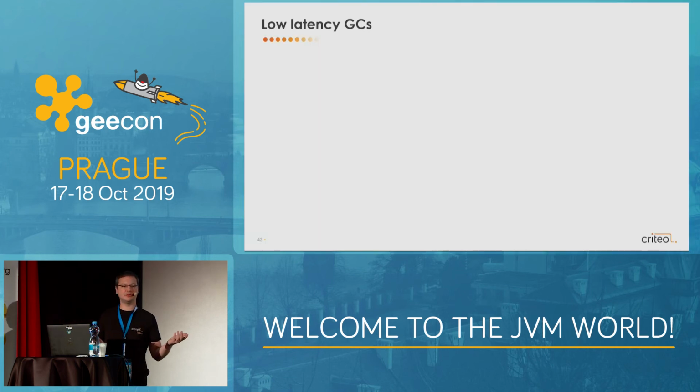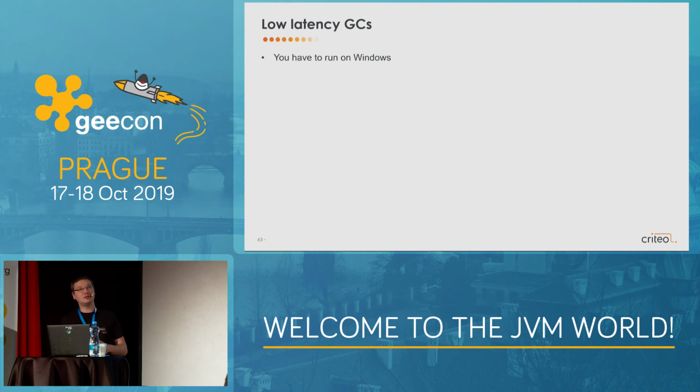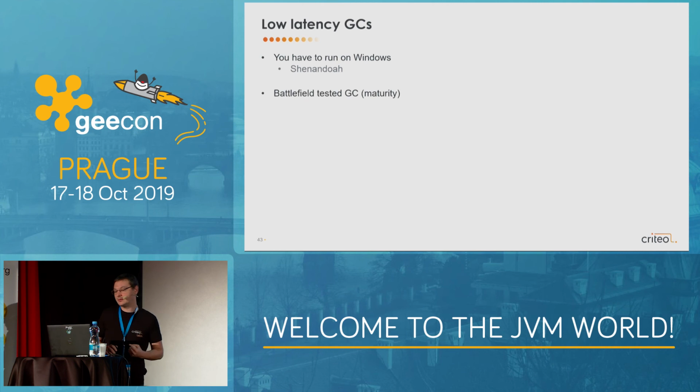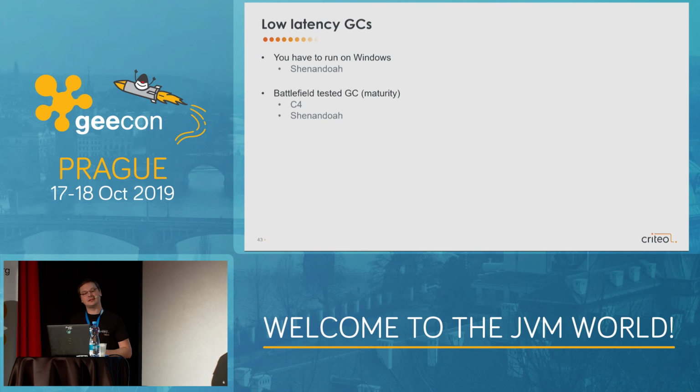How to choose between the three? If you need to run on Windows, you have only one choice, Shenandoah, because Shenandoah supports a lot of platforms, while C4 and ZGC support only Linux and 64-bit. If you want a battle-tested GC, you can use C4 because I have been using it in production since 2012, and it has worked perfectly. Shenandoah is also ready for production, even though in OpenJDK they hide the option under experimental, but it is still a very mature GC.